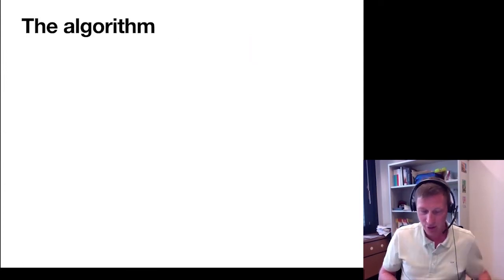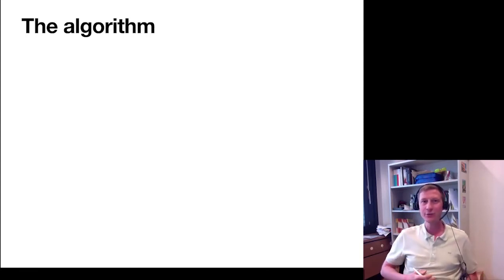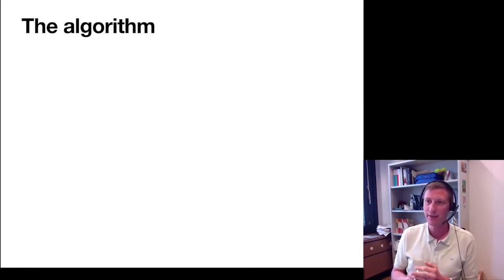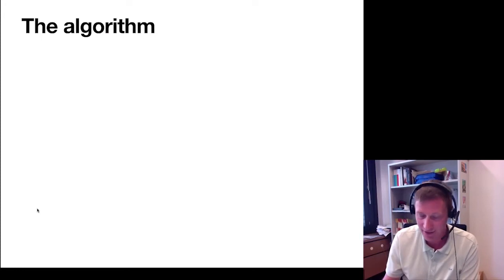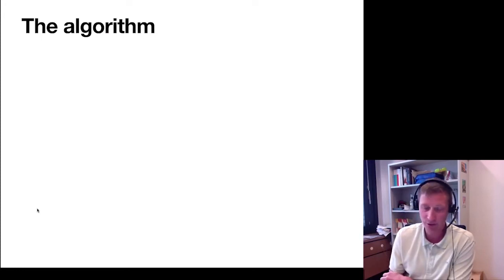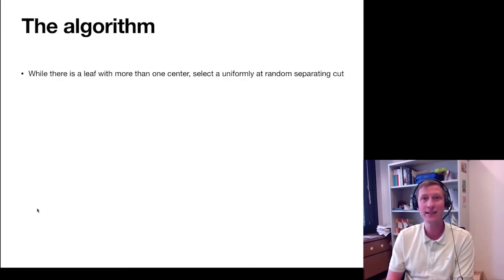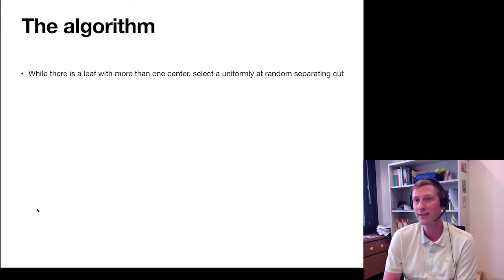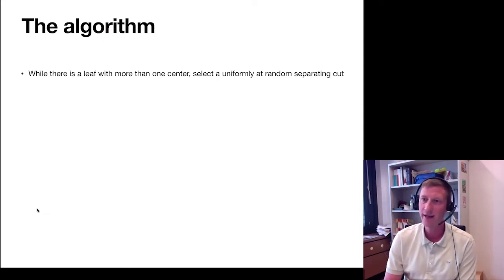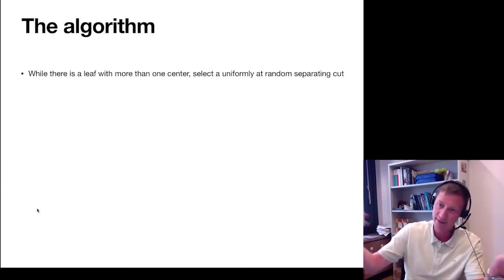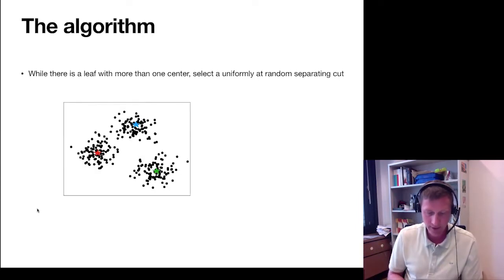Okay. So now you may see the algorithm. So any guesses what my algorithm will be? Basically I will do it as follows. While there is a leaf with more than one center, select a uniform at random cut in the bounding box, so basically a cut that separates the centers, with at least one center on both sides. And that's the whole algorithm.